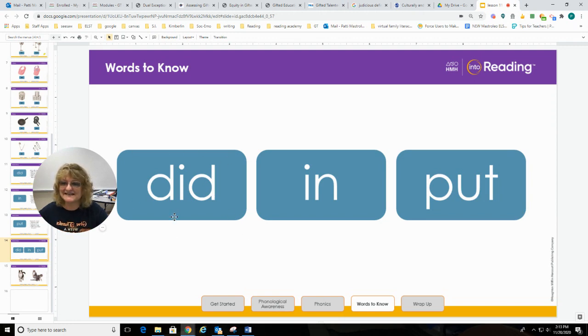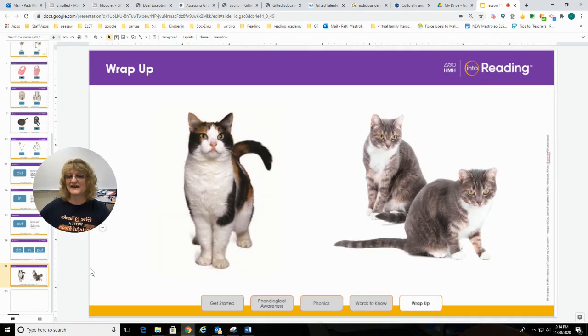Okay, so we have looked at these three words today. This is the word did, in, put. You got your pointing finger? Okay, point to the word put. Point to the word in. Point to the word did. Now let's read them straight across. Ready? Did, in, put.